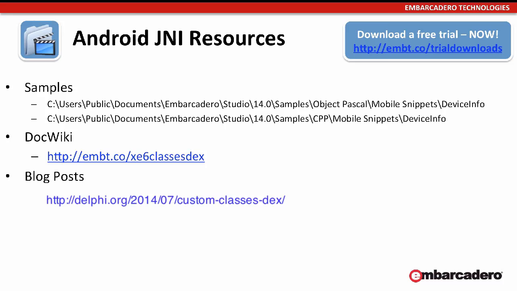So for some more information, the samples, the device info shows you how to make a call with the JNI to call into an Android API directly. There's that link to that DocWiki page that shows you how to go through and create your custom classes.dex.